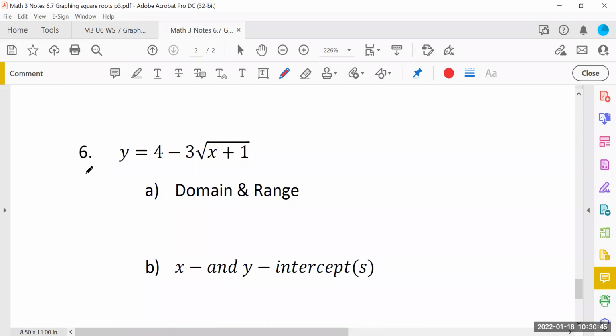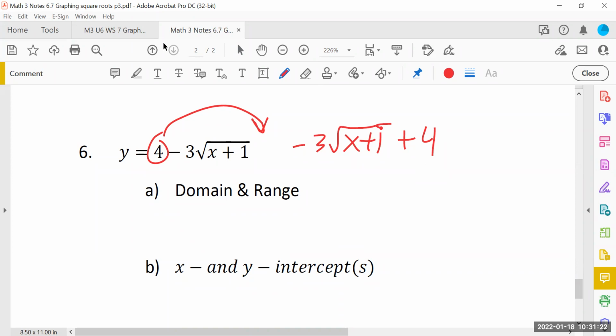6 is written wrong. It's not in the format that we're used to. Take the 4 and put it on the end. This should be -3 root x plus 1 plus 4. Now it's what we're used to seeing. Does that make sense to everybody? So it's addition or subtraction. As long as you keep the negative sign on the square root, yes. Saying 4 minus 3 is the same thing as -3 plus 4. Does that make sense? That still works. That's all I'm doing right here. That way it's easy to see that 4 is the k value.